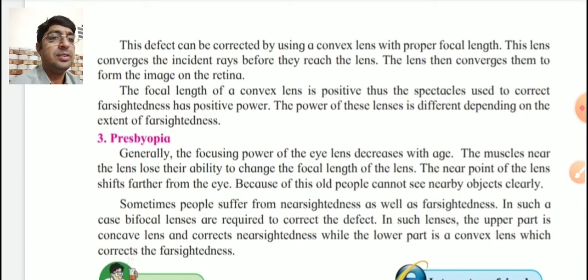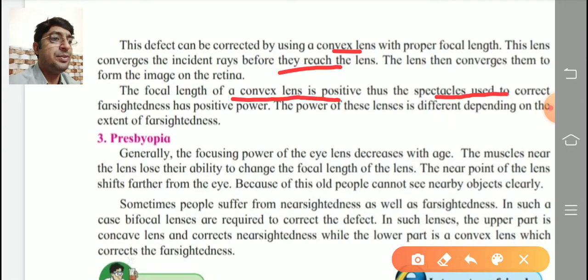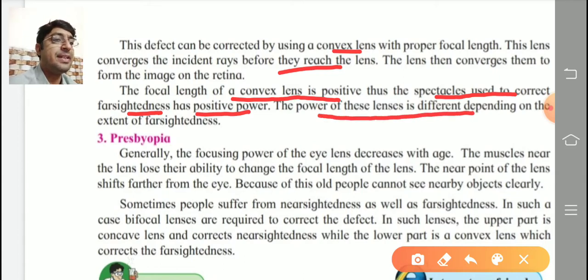2 times converging occurs, first by this convex lens and second by our eye lens. Our eye lens is also a converging type, so 2 times converging occurs and an image is formed on the retina. In this way correction occurs. The focal length of a convex lens is positive. The spectacle used to correct farsightedness has a positive power. The power of these lenses is different depending on the extent of farsightedness.